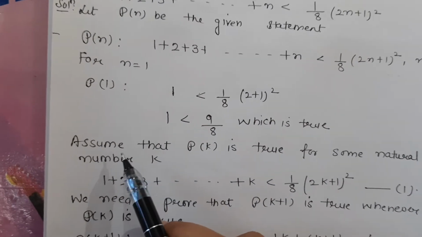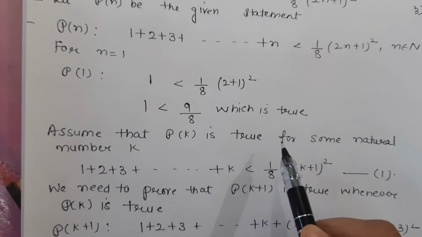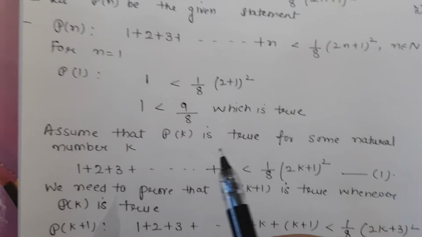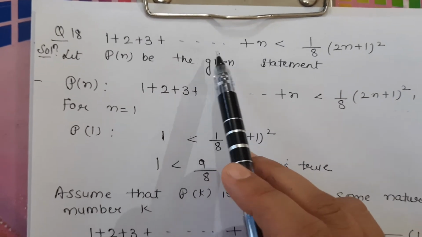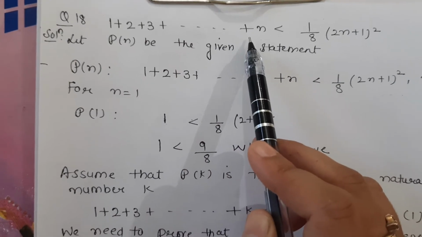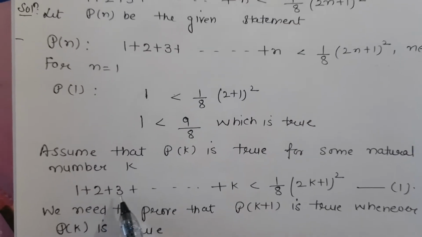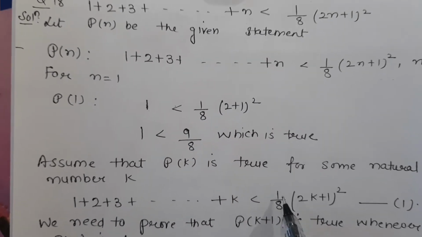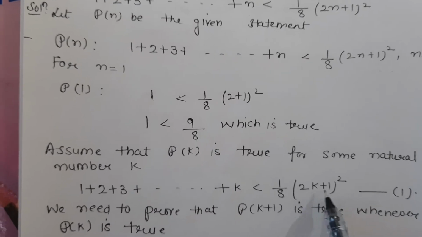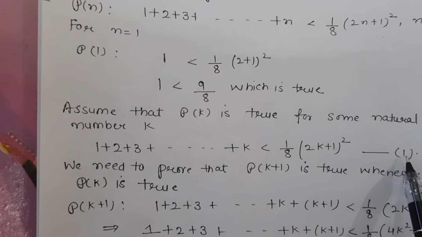Second step, assume that Pk is true for some natural number k. That means you are assuming that this result is true when you have k number of terms. So you'll have 1 plus 2 plus 3 up to so on k is less than 1 by 8 into 2k plus 1 whole square. Let this be equation number 1.